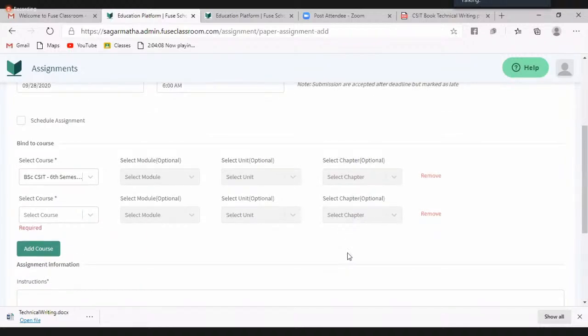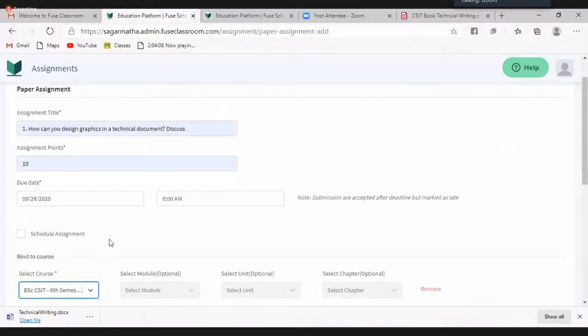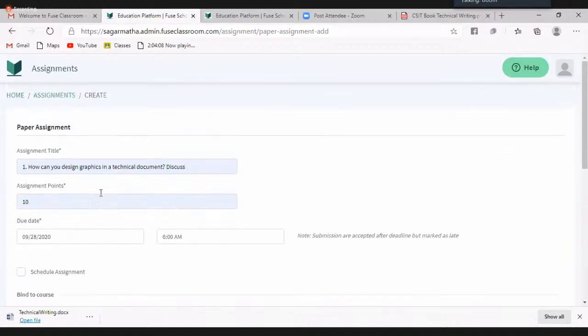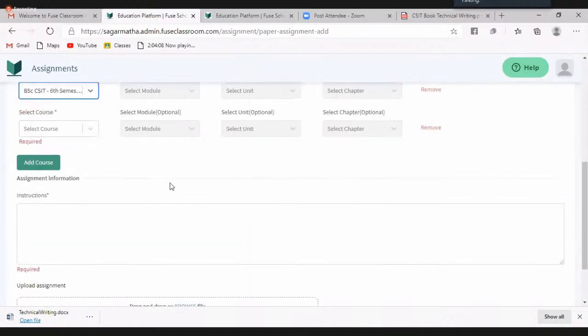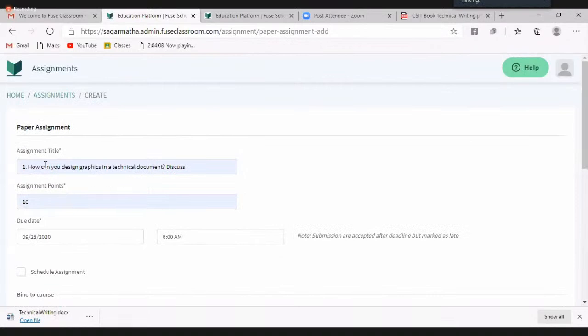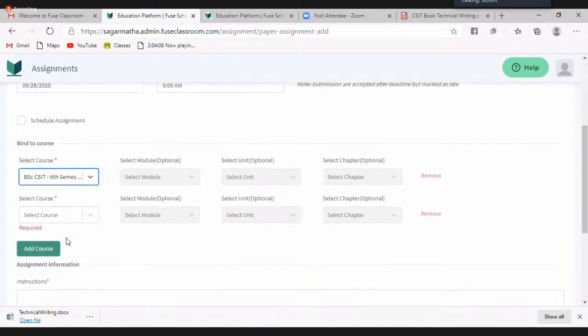Now you added two forms. You can remove the second one in bind to course. There is a second field, right? The first one is what you selected. The second one, don't touch that. Scroll down. Go to bind course. Now there are two fields, right? You can see two select courses, right?